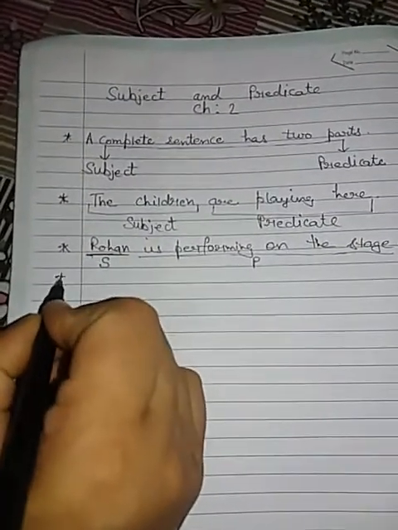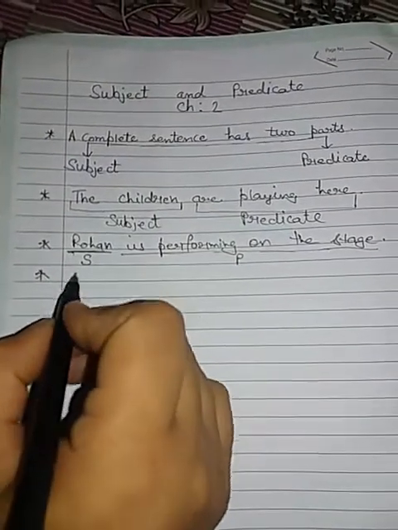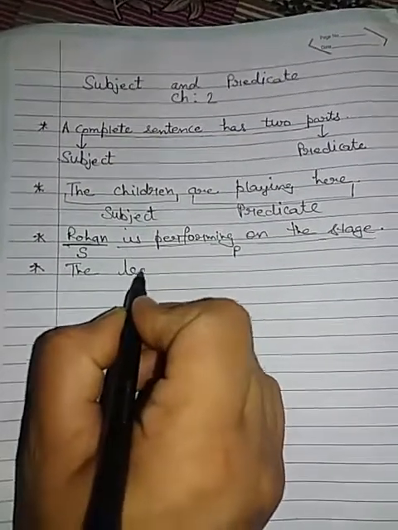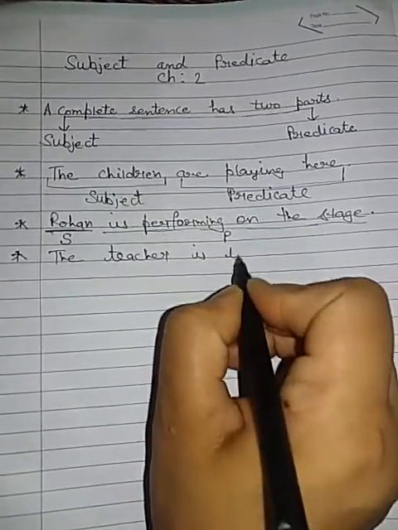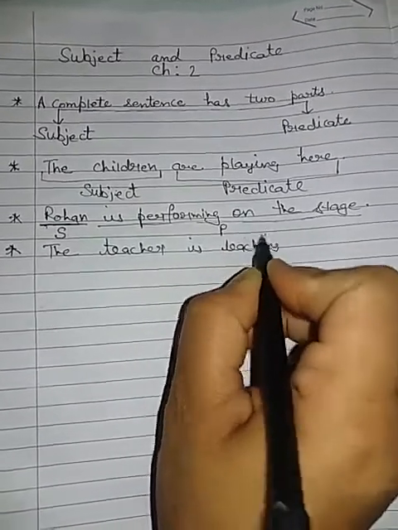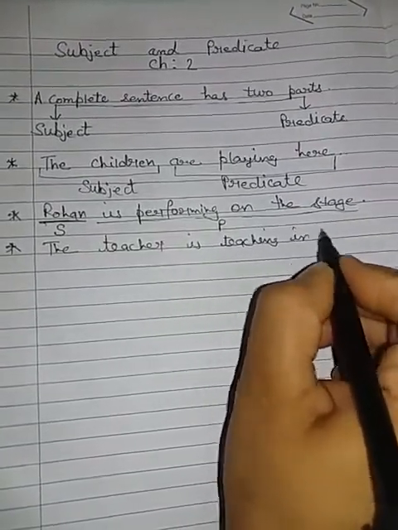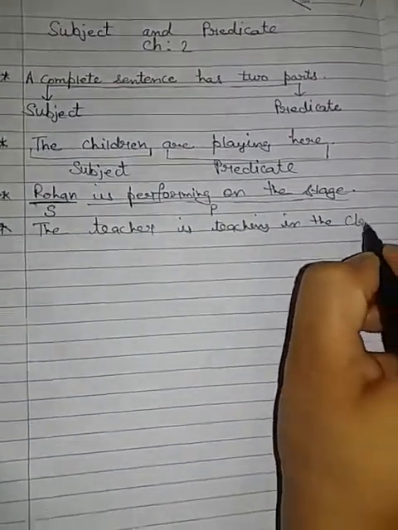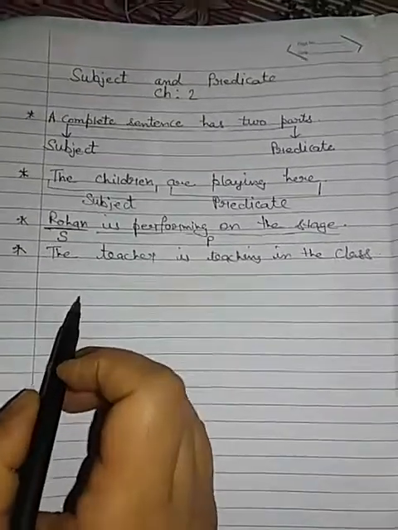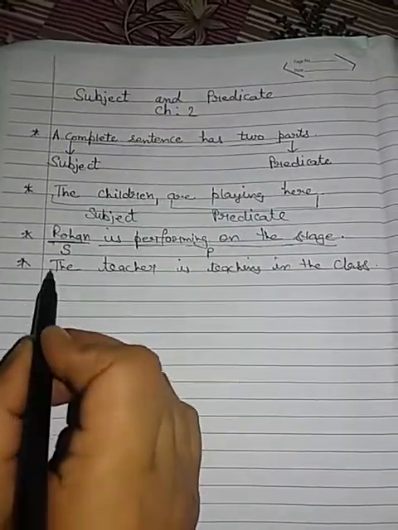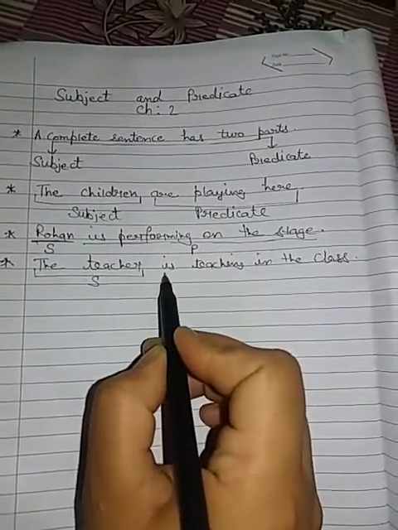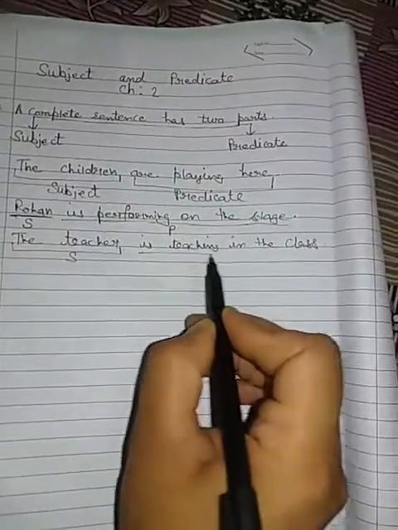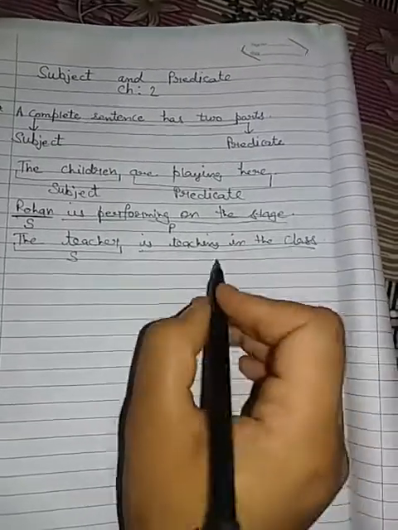Alright, see one more example. The teacher is teaching in the class. Now here again, what is the subject here? The teacher. Okay, and the action जो हो रहा है sentence में, that is she is teaching in the class. So this is the predicate.